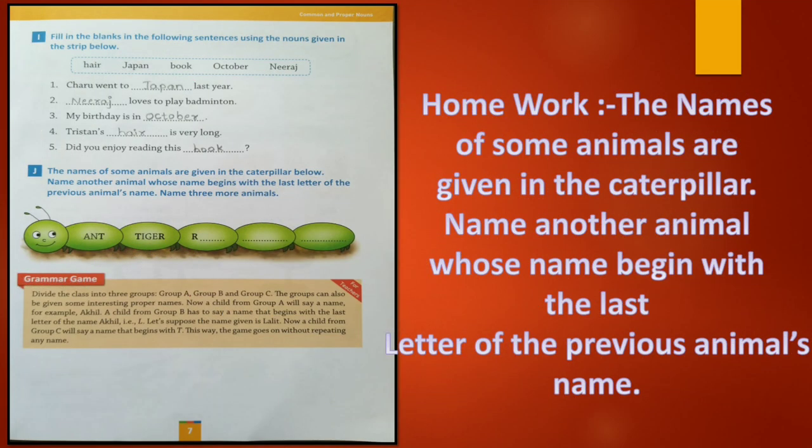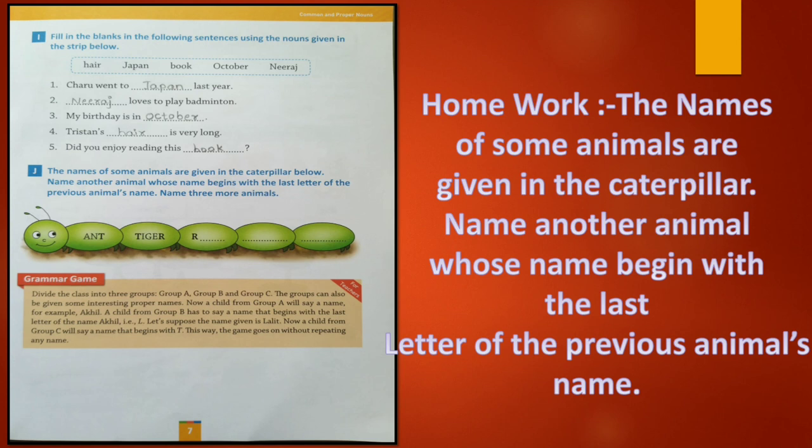Fill in the blanks in the following sentences. Use the nouns given in the strip below. Hair, Japan, book, October, Neeraj. Charu went to Japan last year. Neeraj loved to play badminton. My birthday is in October. Tristan's hair is very long. Did you enjoy reading this book?